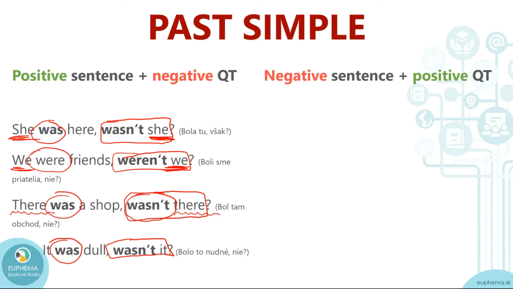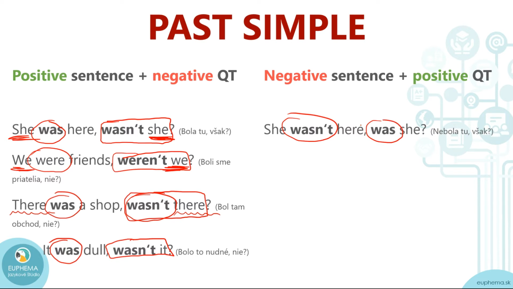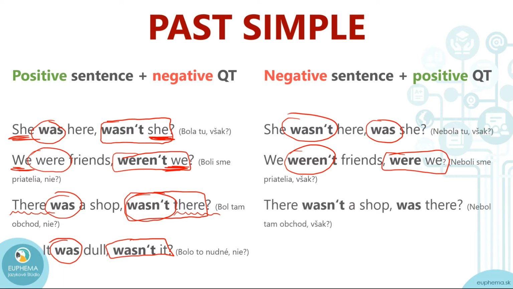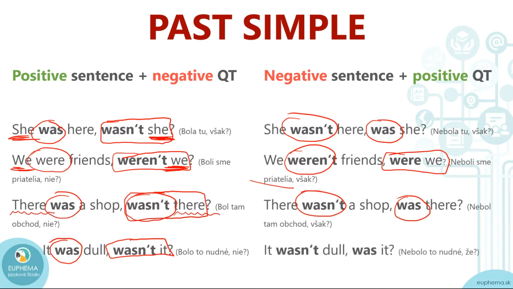Let's start with a negative sentence plus a positive question tag. She wasn't there, was she? Wasn't negative, was positive. We weren't friends, were we? Weren't. Then in the question tag, were we? There wasn't a shop, was there? So negative wasn't in the question tag, positive was. It wasn't dull, was it?